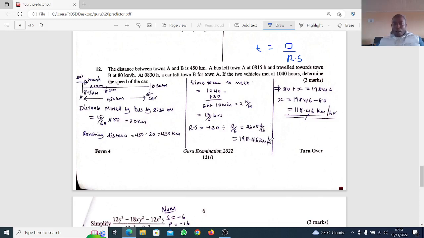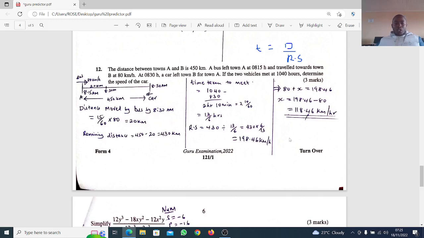198.46 kilometers per hour. If that is the relative speed, and we let the speed of the car be x, they are moving in opposite directions, so 80 plus x gives you 198.46, and therefore x is 198.46 minus 80, which gives you 118.46 kilometers per hour. So that is the speed the car was moving at.